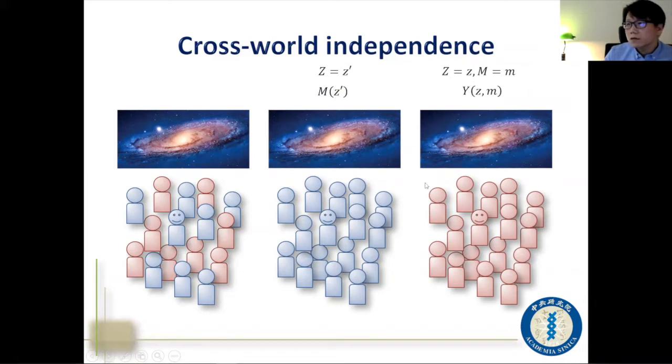So that's for this universe. And in another parallel universe, everyone received a joint intervention Z and M, and we observe a random variable for the outcome Y of Z and M, okay? The cross-world independence assumption is saying that these two random variables, M of Z prime and Y of Z and M, are independent. So it is more like a conceptual assumption, because we don't really get to observe two parallel universes, and then we don't have the probability distribution for those random variables. But the identifiability that we try to achieve in our method requires this kind of assumption.